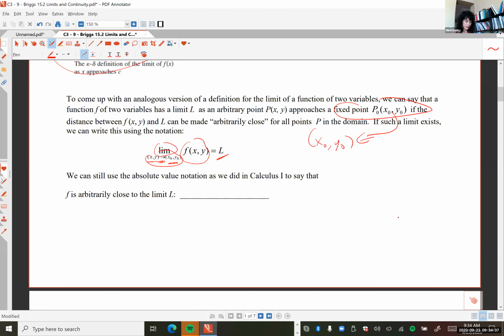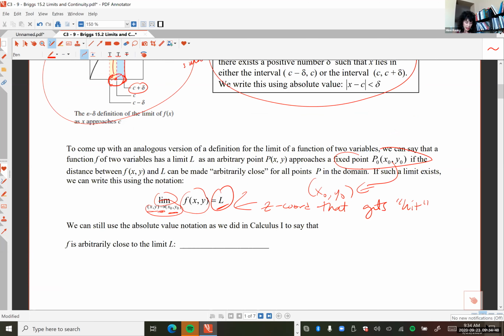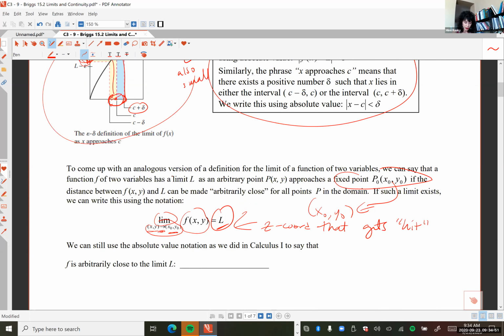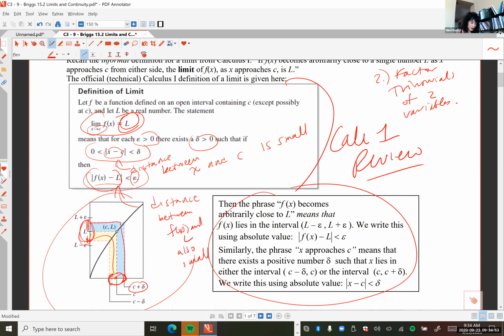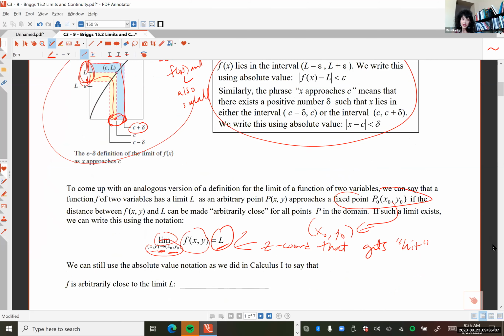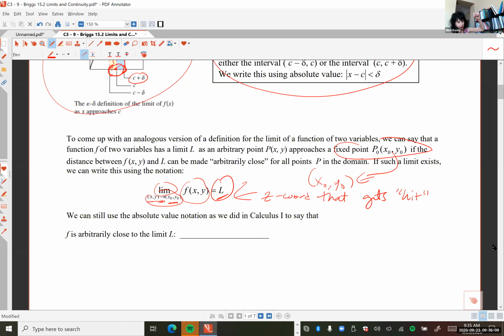All right, keep in mind that this limit is basically the z coordinate that gets hit, if there is one, which is analogous to when you did it in Calc 1. I don't know where you came from with your Calc 1 class, but when you did this, L is the y coordinate that gets hit, if the limit exists. So here we're doing a z coordinate that gets hit, the altitude.